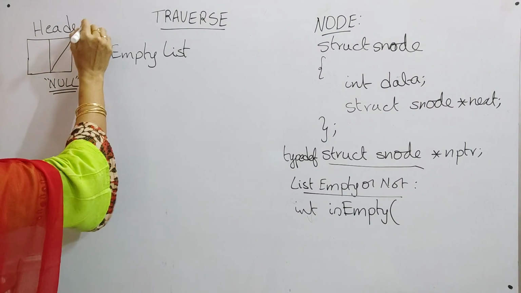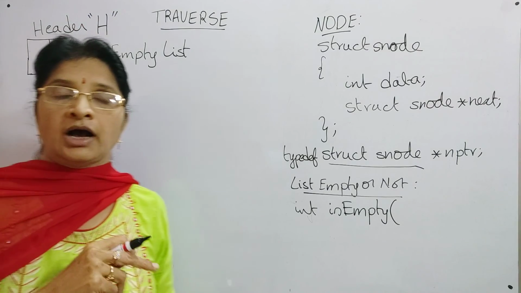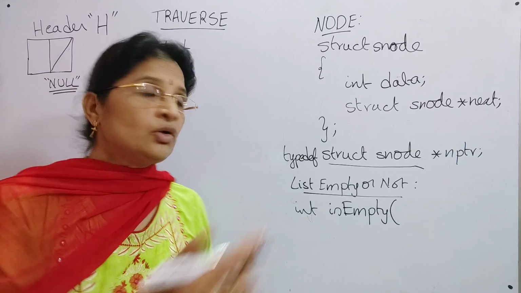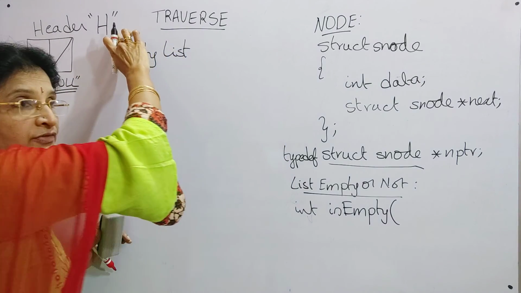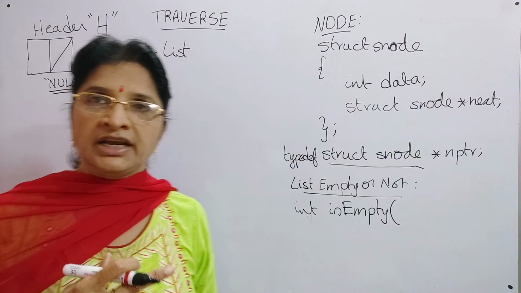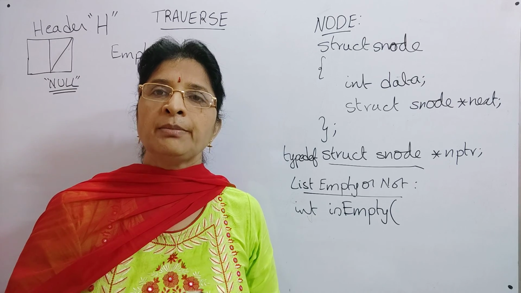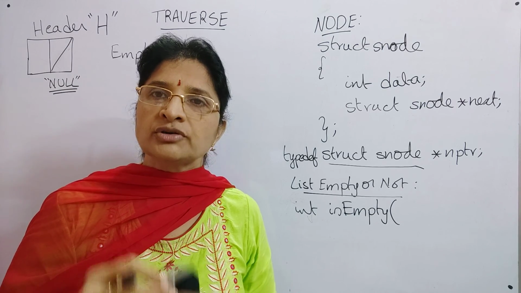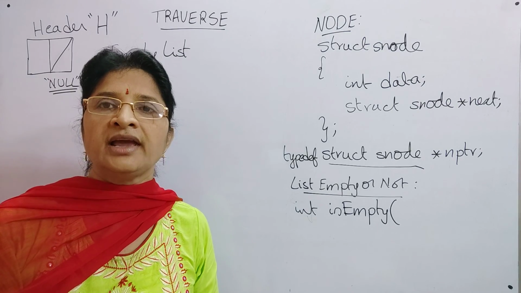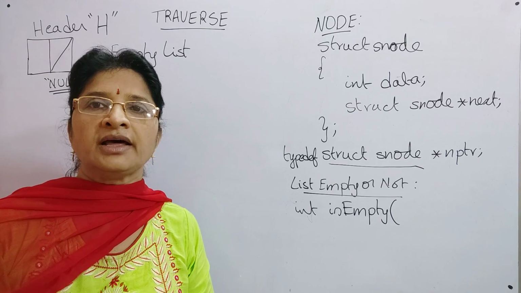For example, assume that this is defined as head. How to create a header has been explained in the previous session. So what is the name that is given for the header? We are giving it as H. Whenever you want to perform any operations on a linked list, the minimum parameter that you have to send to that function is the header node. If you give the header node, then only the linked list can be accessed in that particular function.